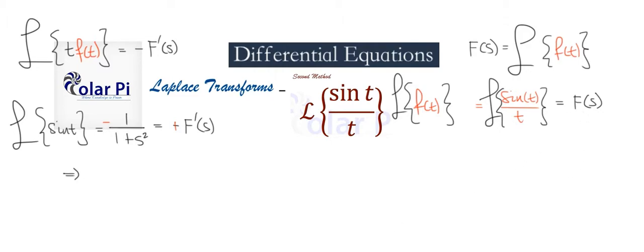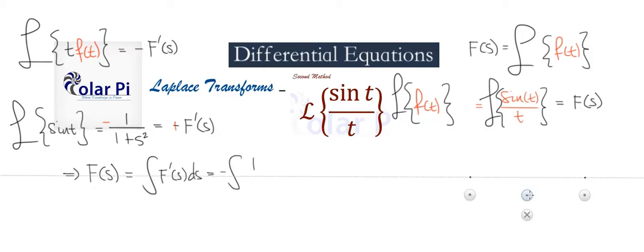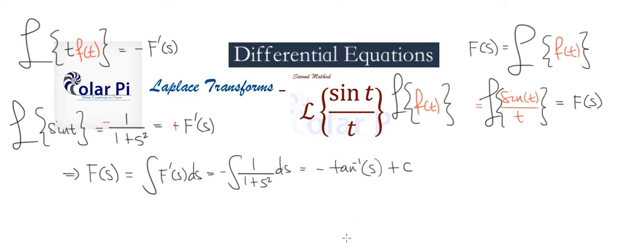If we have F prime of s, we can certainly get to F of s by integrating, right? So that's exactly what we're going to do. We're going to take F prime of s and integrate it to get F of s. When we integrate negative 1 divided by 1 plus s squared, we get negative tangent inverse of s, plus c, of course. The last thing we have to do to completely determine F of s, the Laplace transform for sine t over t, is figure out what this constant c is.